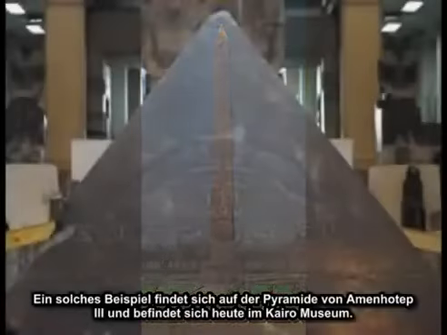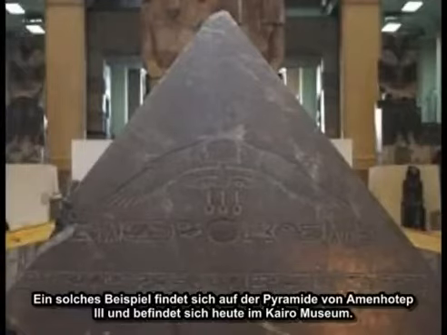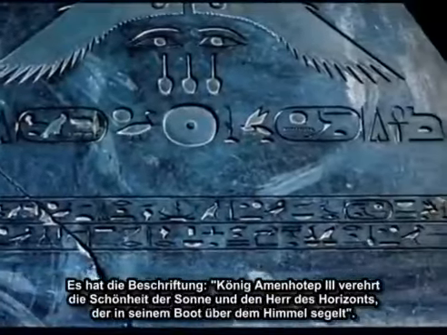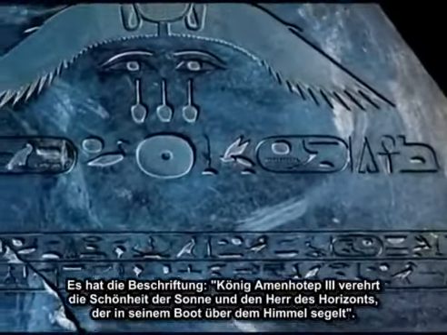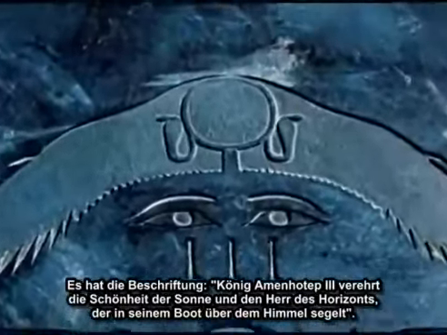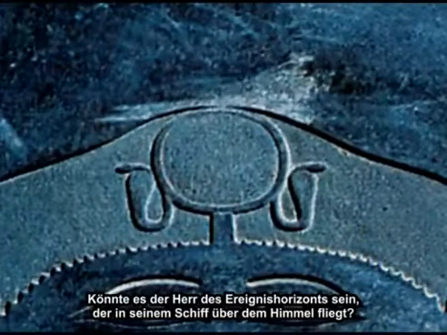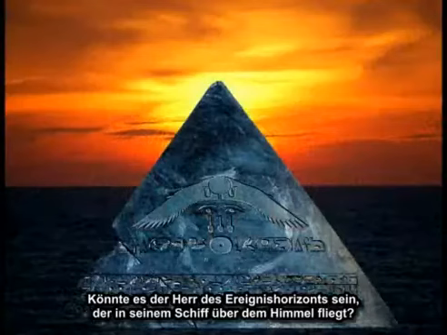One such example was found from the pyramid of Amenemhet III and is housed at the Cairo Museum. It bears the inscription, "King Amenemhet III sees the beauty of the sun. He sees the Lord of the horizon sailing in his boat over the sky." Would this be the Lord of the event horizon flying in his ship in the sky?